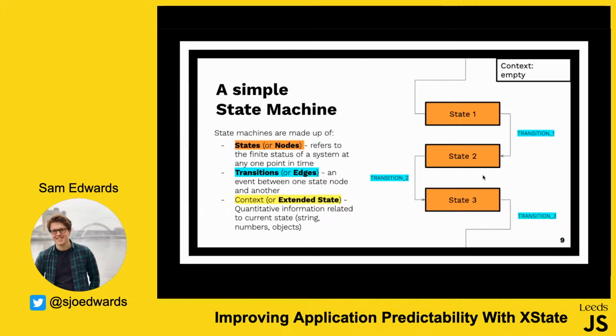So I just wanted to show you the anatomy of a state machine. You can see that it's made up of these things called nodes, which is the finite status of a system at any one point in time. So you think about an application being in a loading state, that would be you'd be in the loading node at that point in time. And then also transitions. So this is how you move from one state to the next. There's also this concept of extended state, and now this is contextual information about your system. So this could be something like objects or strings or numbers to relate as to what's going on in your application at any point in time.